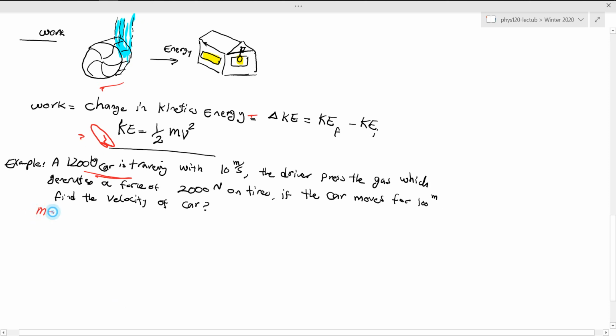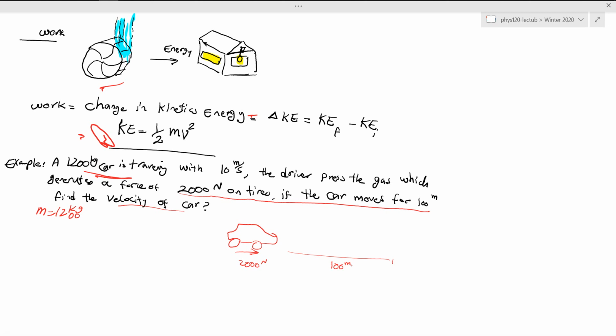So I have m equal to 1200 kilograms, and it's traveling with a speed of 10 meters per second. The driver pressed the gas, which generates a force of 2000 Newton on the tires. If the car moves for 100 meters, find the velocity of the car. So this is the car in the beginning. We apply a force here, and that force is 2000 Newton, and the displacement of the car is 100 meters. I want to find the second velocity of the car at this stage.